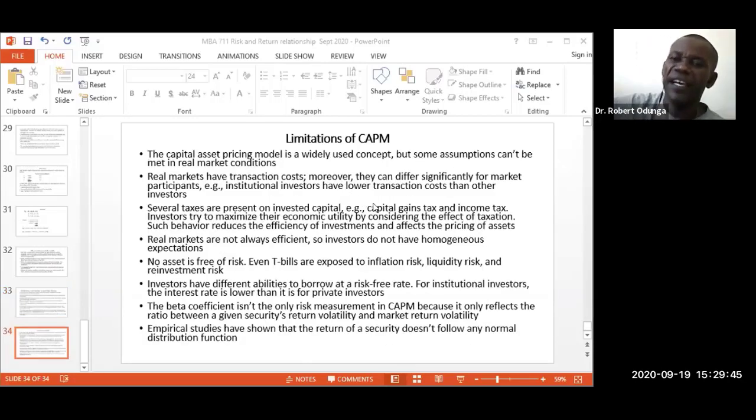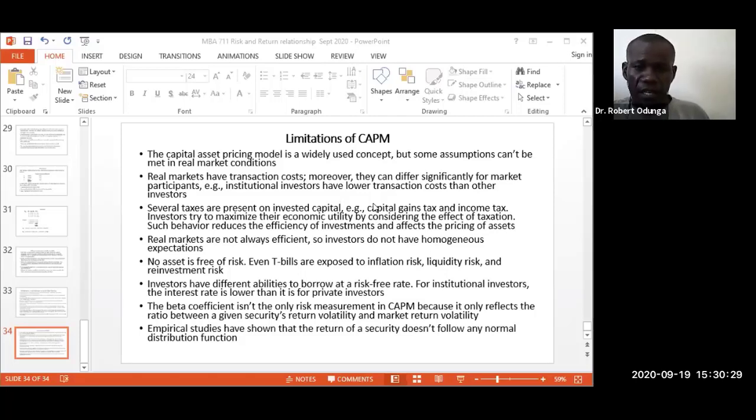CAPM is actually another model that came after the Markowitz theory, and it builds on that, because now it brings in the element of risk-free assets and the market risk, which is systematic, because as we say, as an organization, we don't operate in isolation. We have to operate with the market or within the market, and therefore there are certain issues that we have to be concerned about as much as we are evaluating the projects.